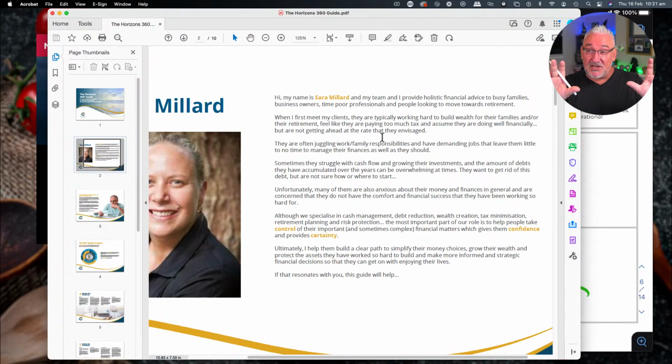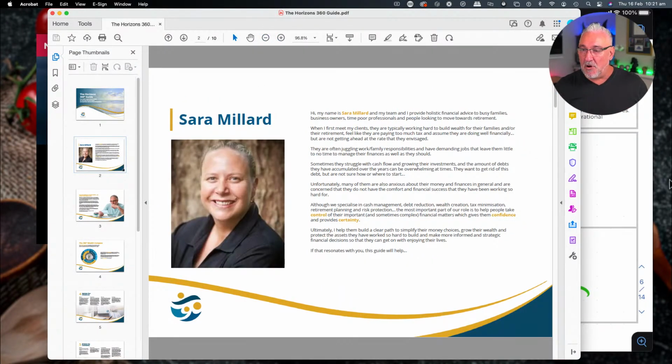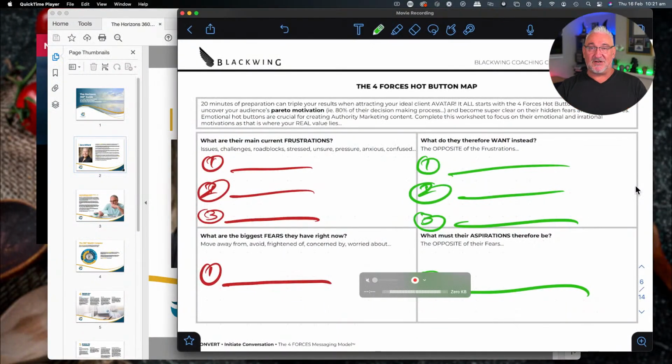So if you see how the structure is there, who does Sarah help? Well, she helps these people with these problems, the frustrations and fears, and she helps them get to the wants and the aspirations. So Sarah came up with that beautiful little magnetic message simply by doing the worksheet exercise that I showed you before, which is called the Four Forces Hot Button Map.